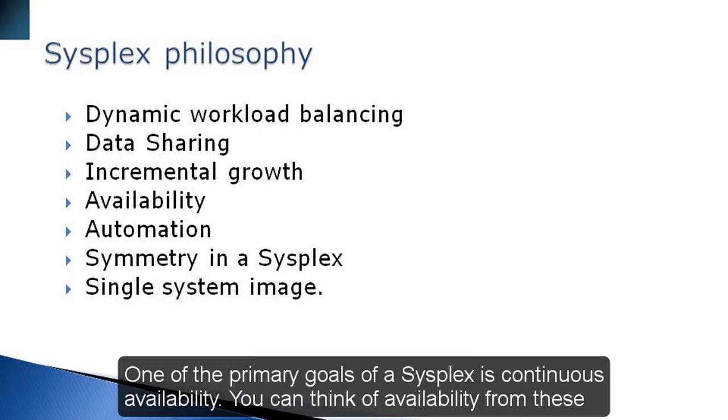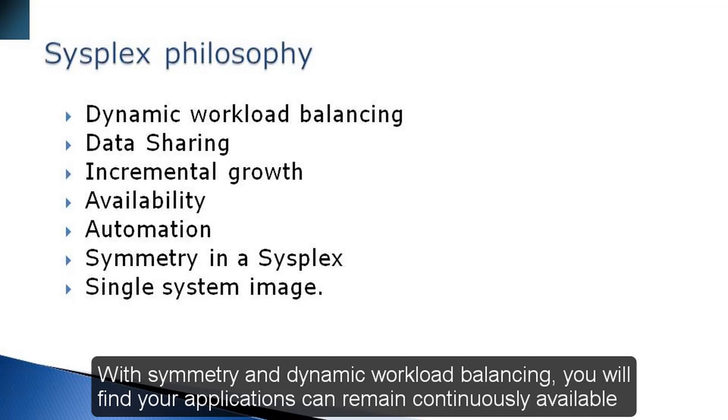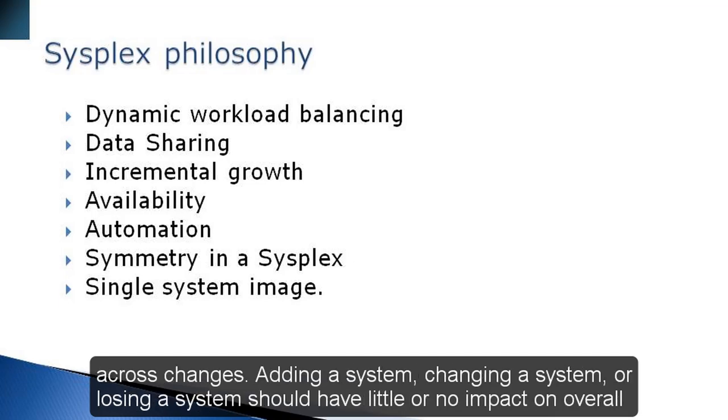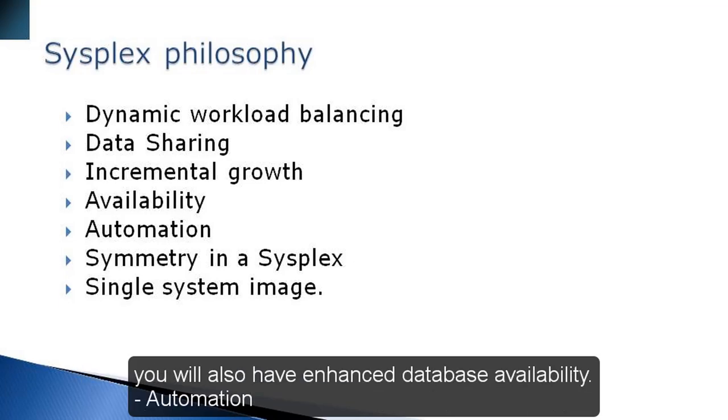Availability. One of the primary goals of a Sysplex is continuous availability. You can think of availability from these perspectives: the availability of your applications and the availability of your data. With symmetry and dynamic workload balancing, you will find your applications can remain continuously available across changes. Adding a system, changing a system, or losing a system should have little or no impact on overall availability. With symmetry and data sharing, using the coupling facility, you will also have enhanced database availability.